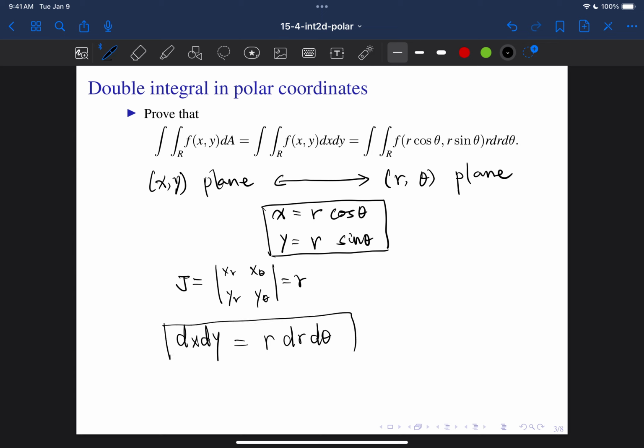So this is the conclusion of this formula: dx dy is r dr d theta. Otherwise, all those things are the same. x is replaced by r cosine theta, which is the substitution rule, and y is directly replaced by r sine theta. This is the formula we can use if sometimes the double integral is more convenient in the polar coordinate system.